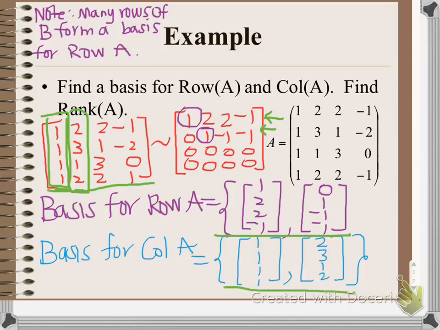And as for the rank, and again, the rank is the dimension of the column space, right? And so then the rank of A is also equal to 2. So once you have the basis for your column space, you have your rank as well.